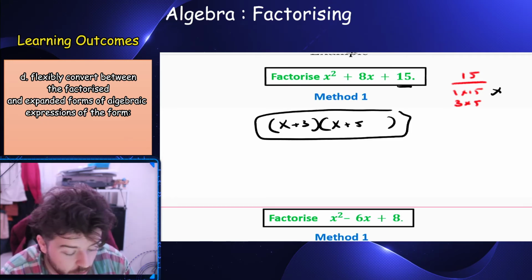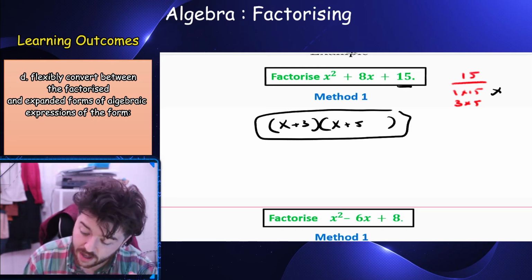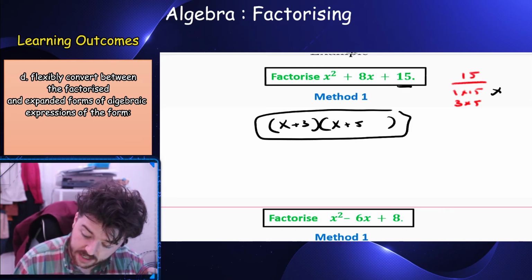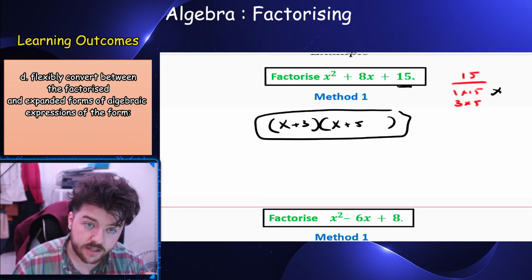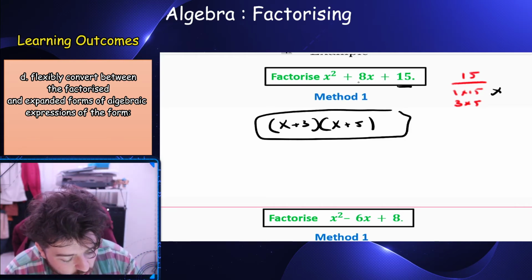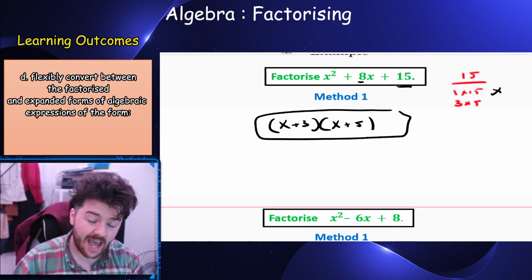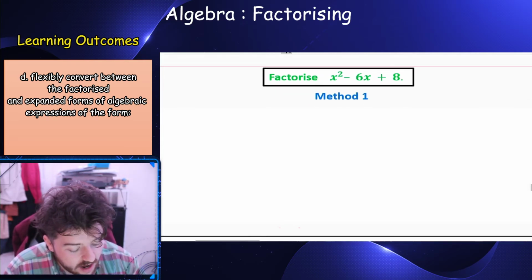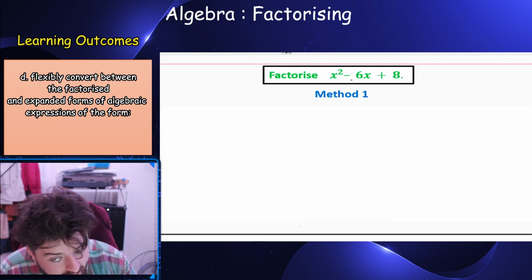So two numbers that multiply to get the constant term, but add to get the coefficient of the middle term, or just of the x term. Here, this one's a bit tricky because I have a minus here now.